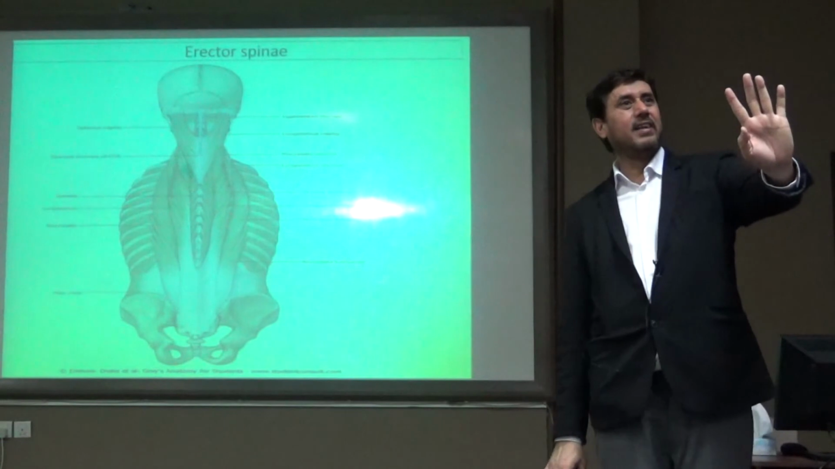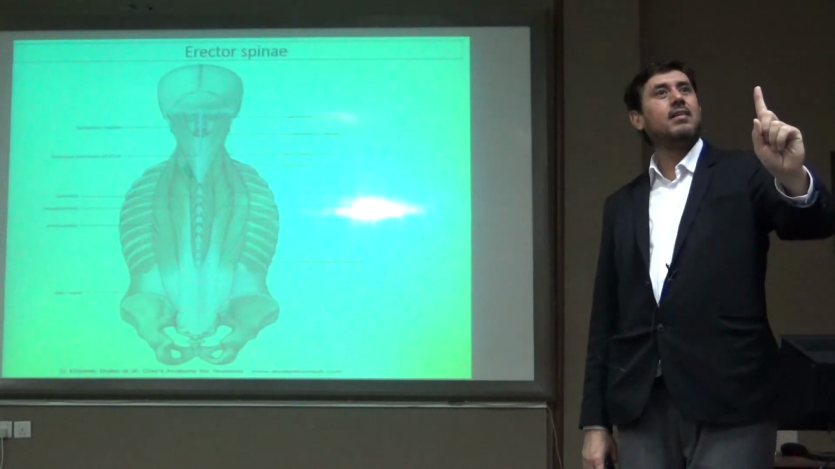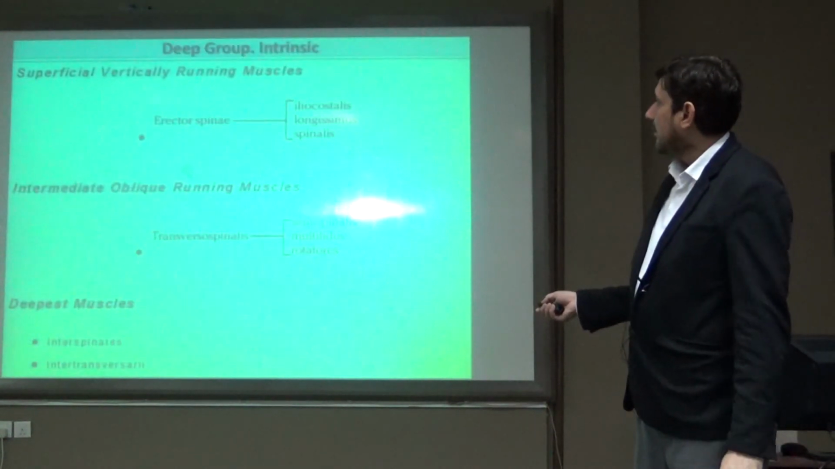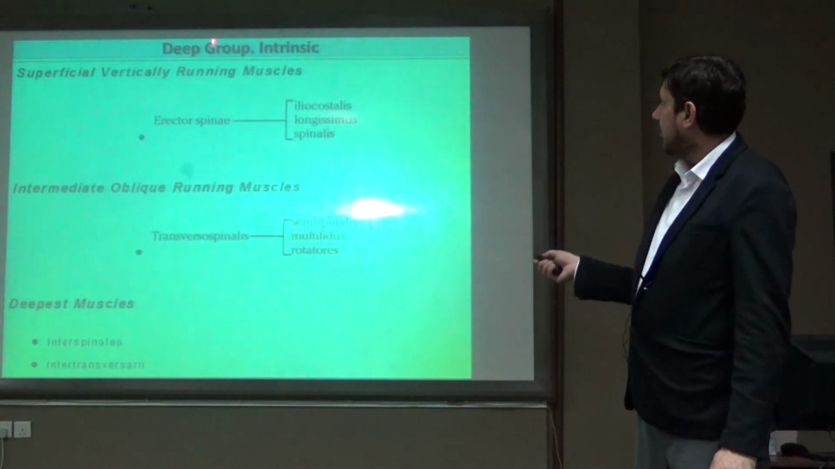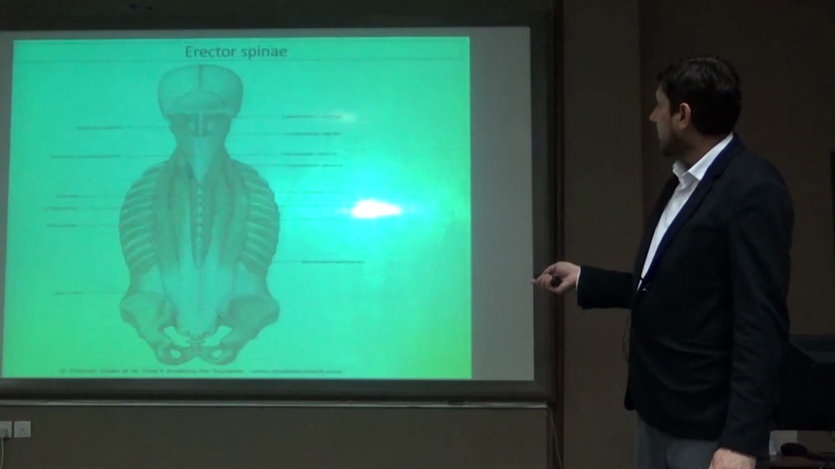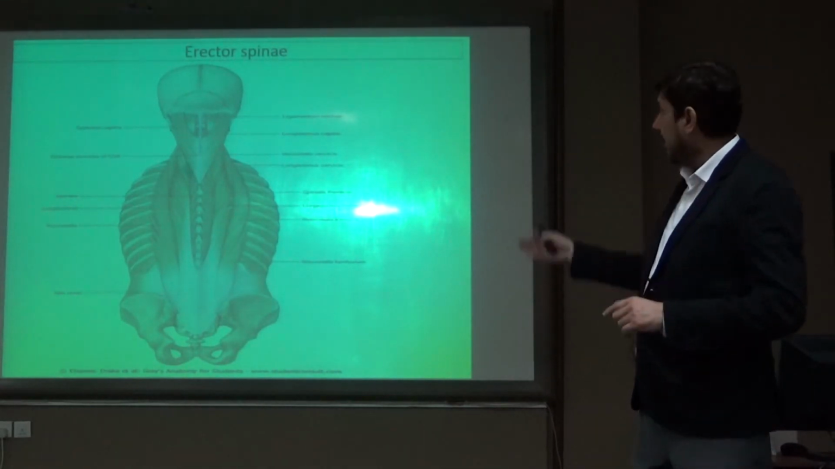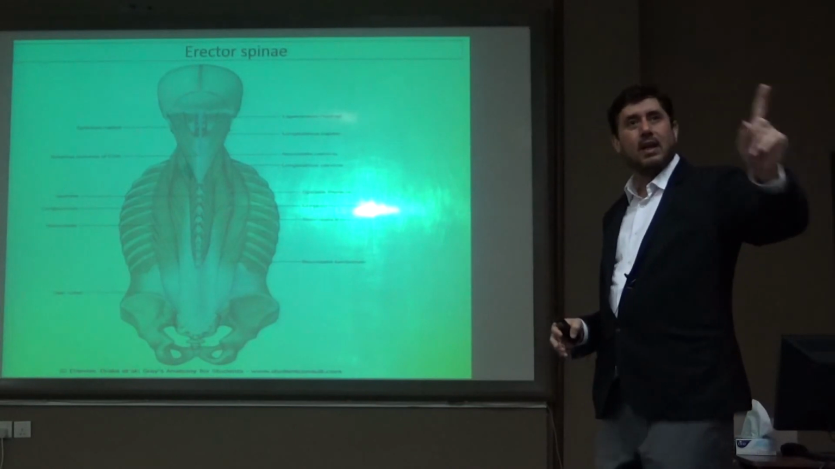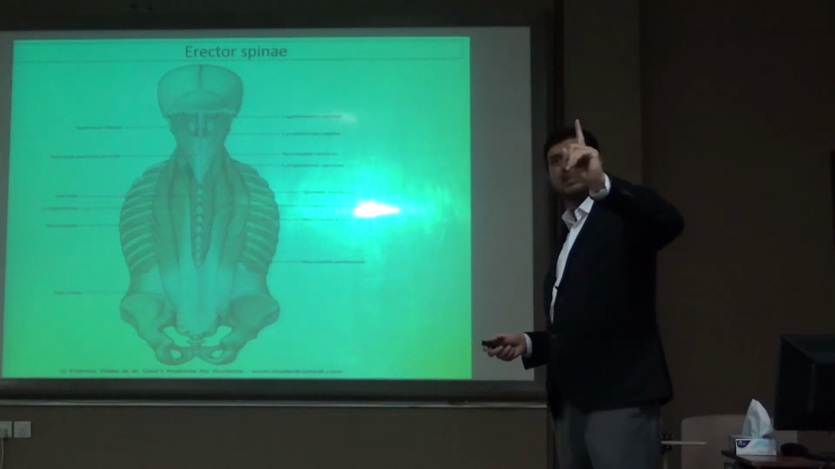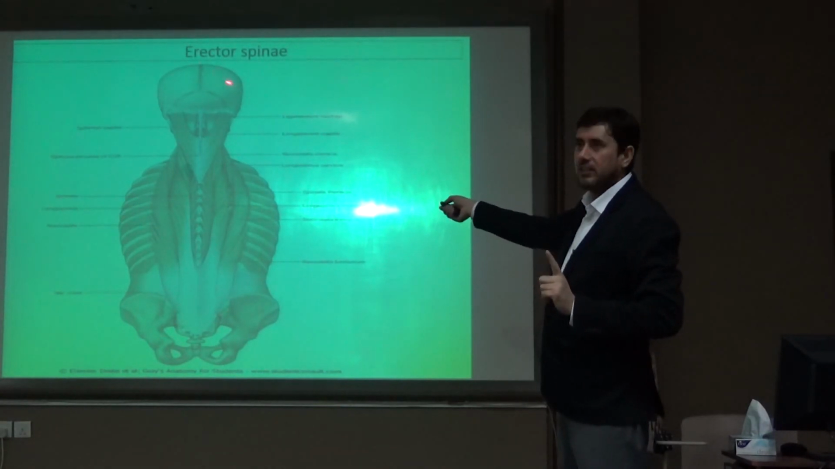They are further divided into three, but I need from your side only one: the erector spinae. Where is the erector spinae? Here is the erector spinae, the most superficial of the deep group. After removing this, you will find the intermediate, then the deep, no need. I need from you only one to memorize: the erector spinae.